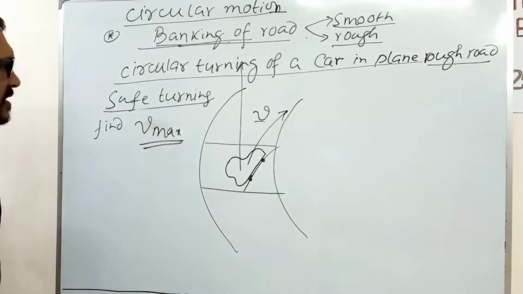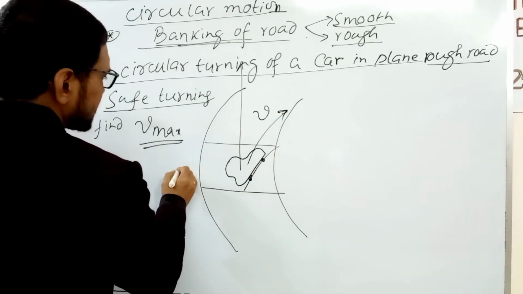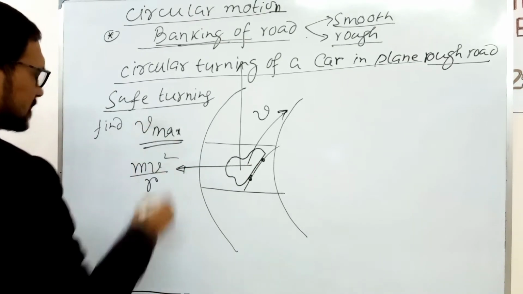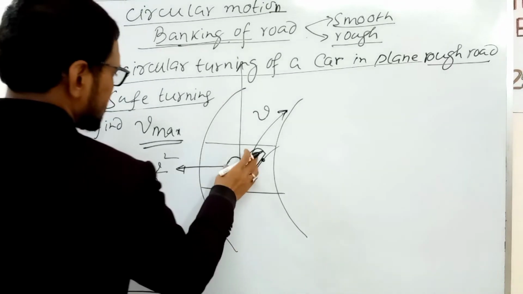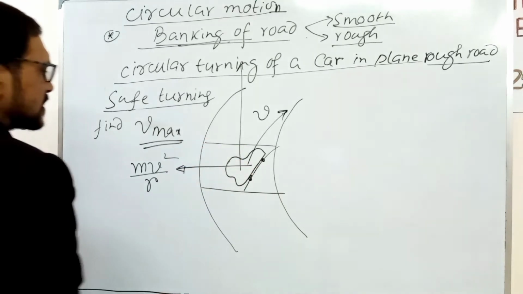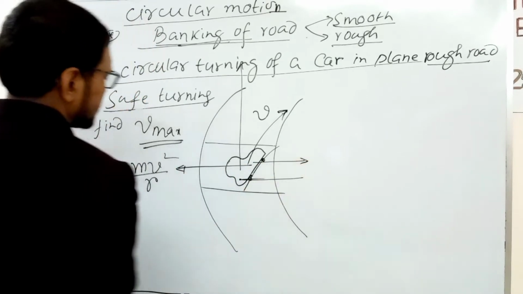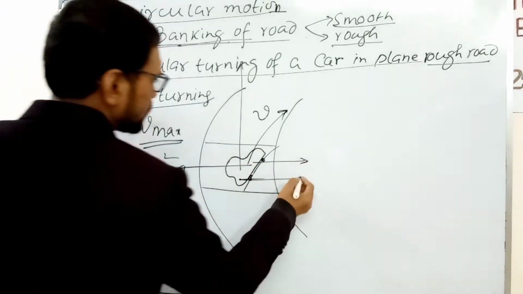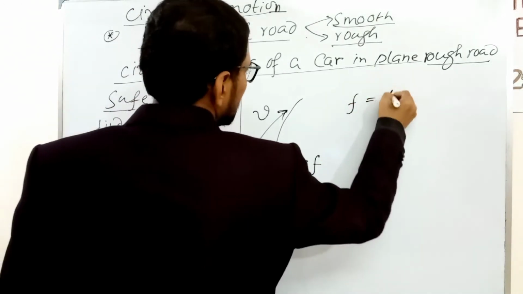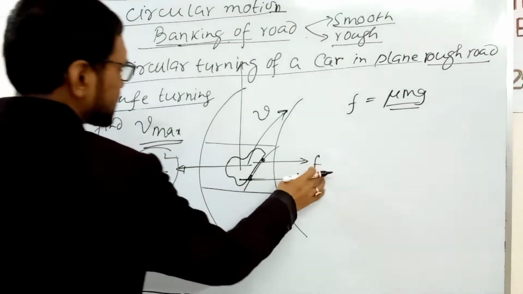First I discuss this. Now if the car turns with velocity v, what is the centrifugal force? Centrifugal force acts outward, which is equal to mv square by r. Because of this the car will skid outward, the car will topple outward. So the friction resists this motion. So friction equals what? Friction equals mu into mg, the maximum friction force. So for maximum speed, maximum friction force acts.